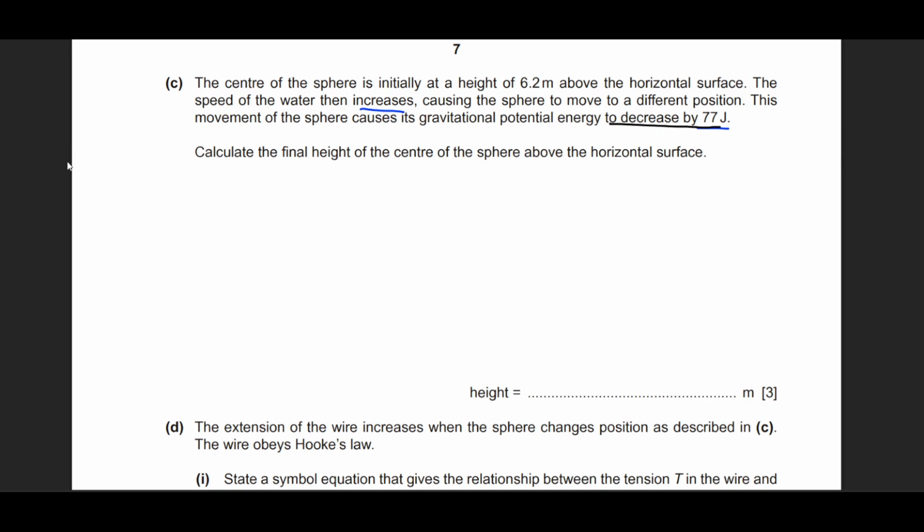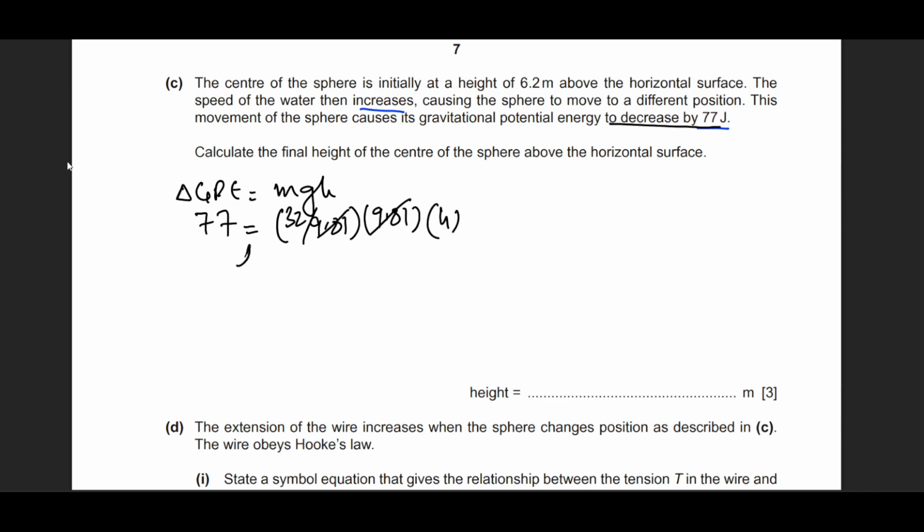So how to solve this part? First, we find out the change in gravitational potential energy, so we can find out the change in height. That would be mgΔh. So how much energy has been lost? 77. Mass would have been 32 divided by 9.81, and g is 9.81 again, so they get cancelled out. So we are just left with 32, and this is h. So h comes out as 2.4 meters.